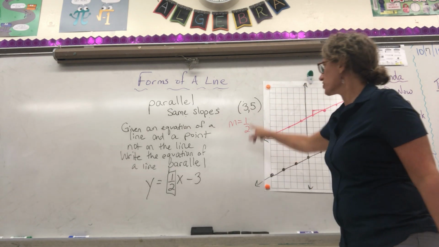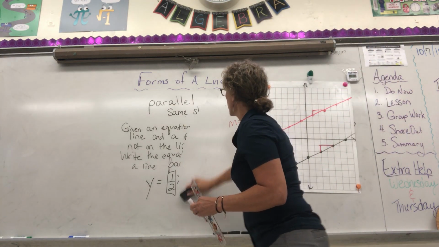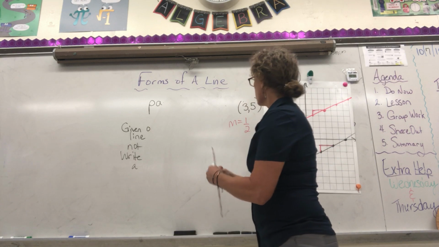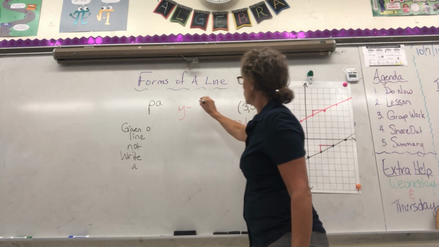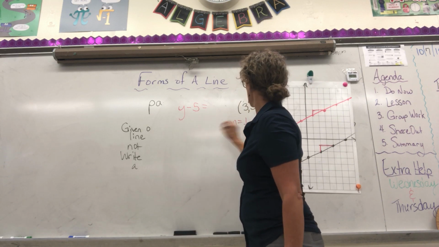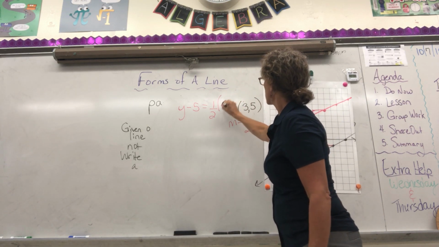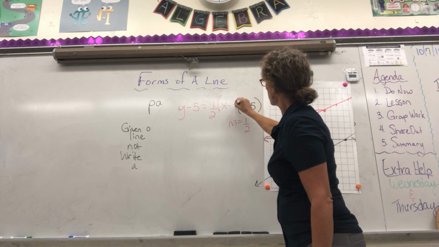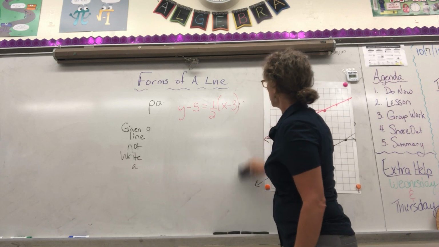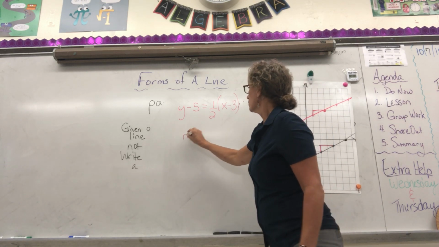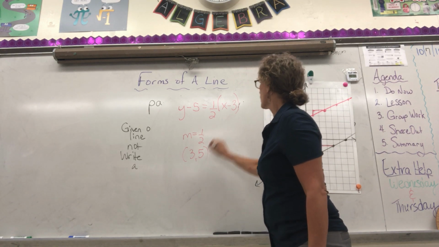To write the equation now, I'm going to use again the point slope form of the line. So the point slope form: y minus 5 equals slope times x minus 3. And that's it. And that is a completely accepted version of an equation of a line.